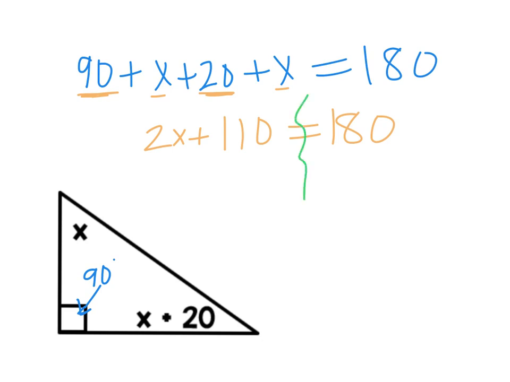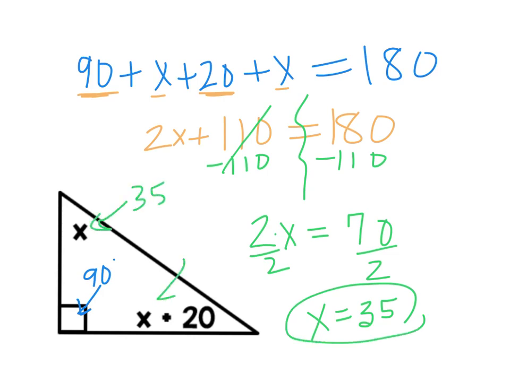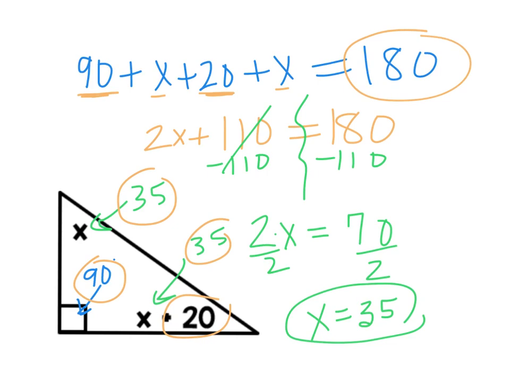Now we solve. So 2-step equation, use your inverse operations. So 180 minus 110 gives us 70. And our final step, this is 2 times x, divide both sides by 2. And our x is 35. So right in here, this would be 35, and this would be 35. So 90 plus 35 plus 35 plus 20, all of that should equal 180 degrees.